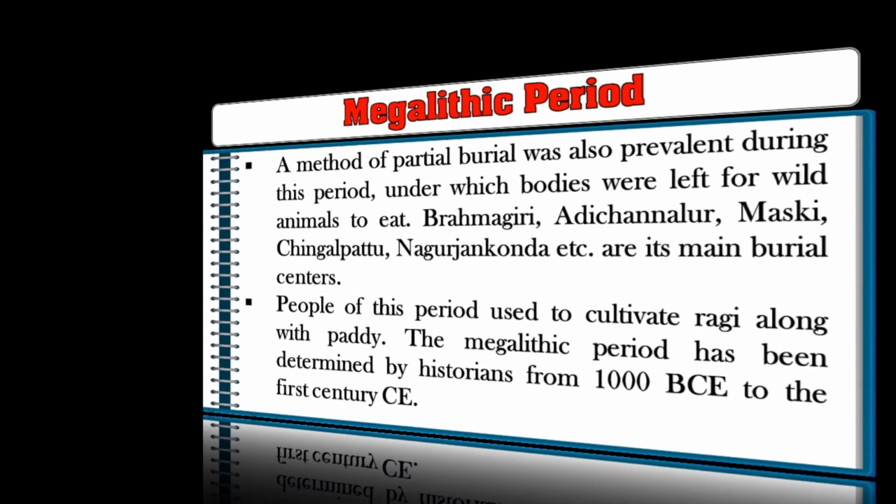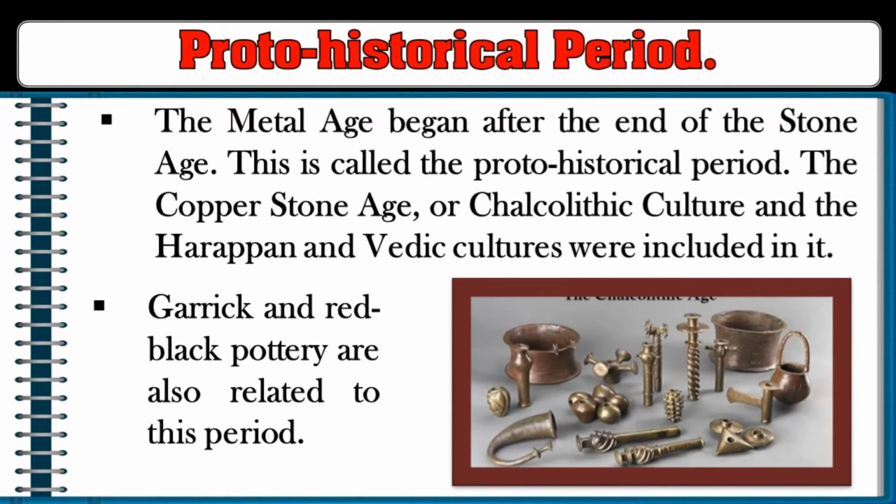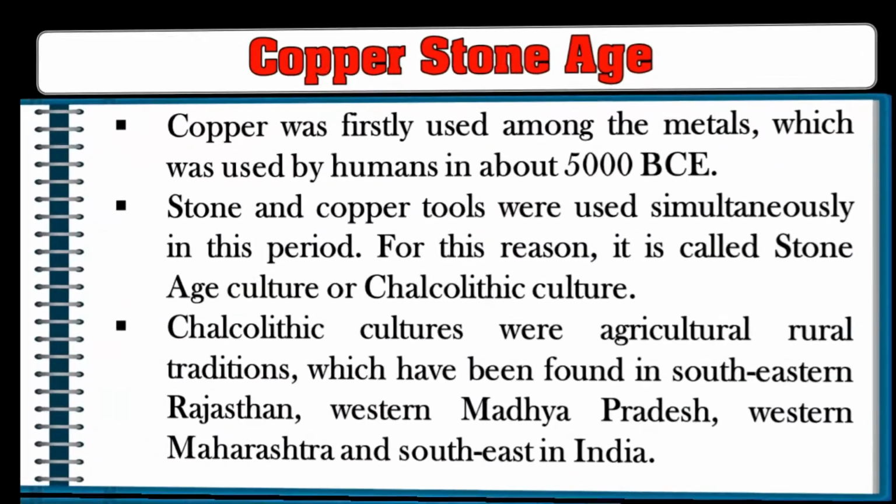Let us now talk about the proto-historic period. The Metal Age began after the end of the Stone Age. This is called the Proto-Historic period. The Copper Stone Age or Chalcolithic culture and the Harappan and Vedic cultures were included in it. Black and red pottery is also related to this period. Let us first talk about the Copper Stone period under the Proto-Historic period.